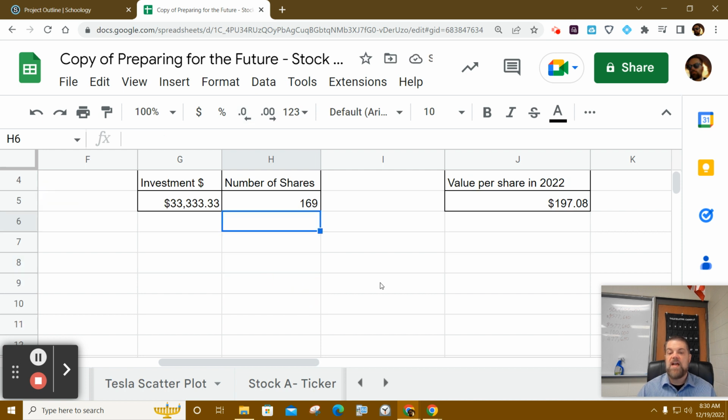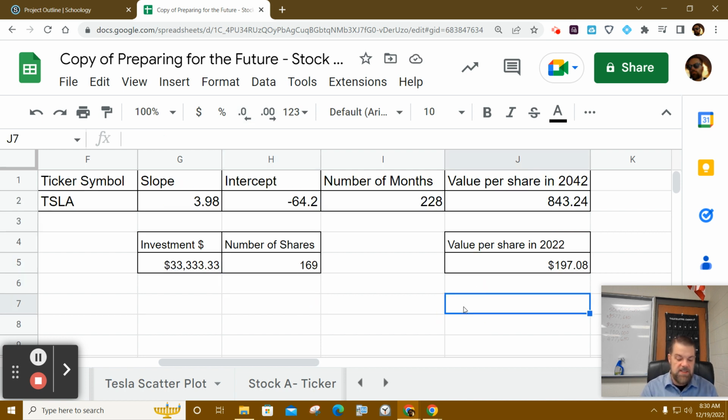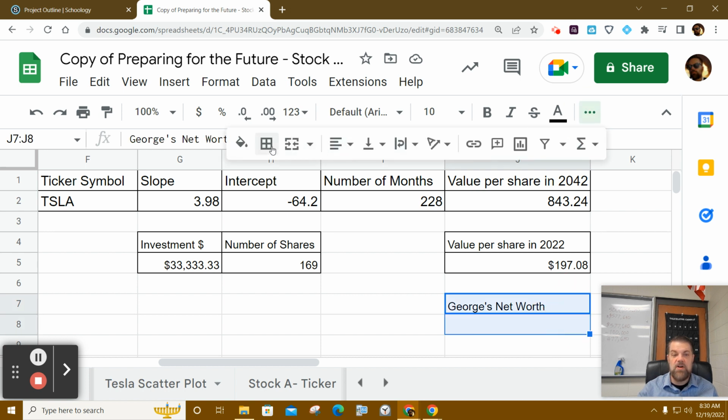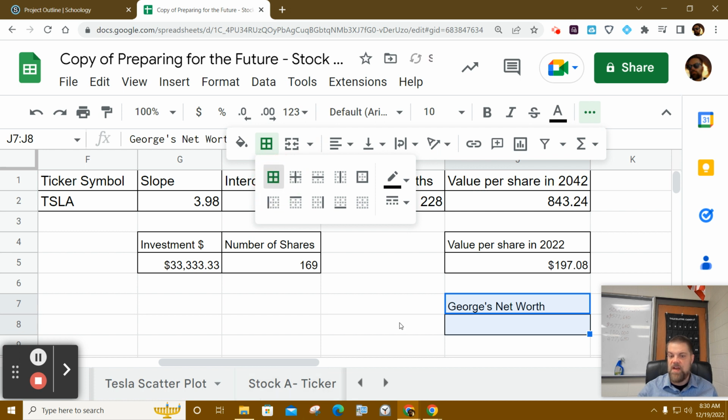Okay. Now, the last thing we want to do is over here, I'm going to type in George's net worth. Some of my economics colleagues would say that's not necessarily the proper terminology, Mr. Adams, but it's okay. What I'm really trying to say is how much money will George have from this investment? And that's a calculation too. So let's highlight this, okay? And we're going to go in here and we're going to do this, all right?